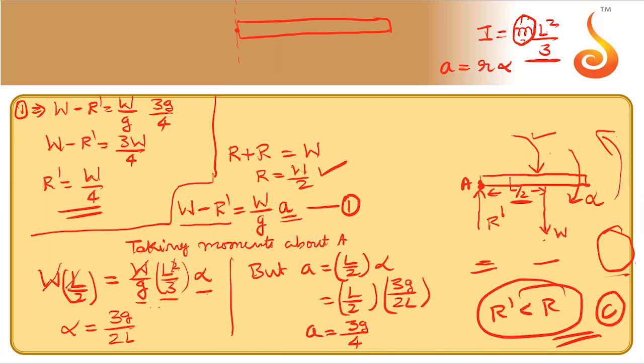The key point here: originally there are two reactions, R and R, one at each end. Those two should add up to balance the weight, so R should be equal to W by 2. This is the original one. Once one of them lets go, the entire reaction is here only, so it will be W minus R dash. Now it starts moving this way, with angular acceleration in the clockwise direction. So W minus R dash should be equal to W by G into A.